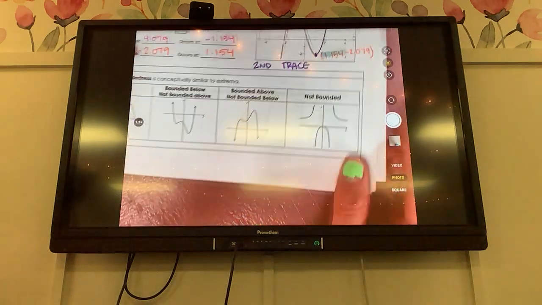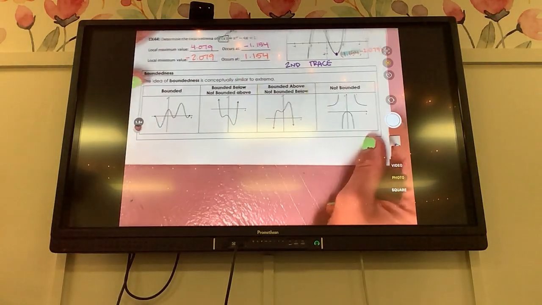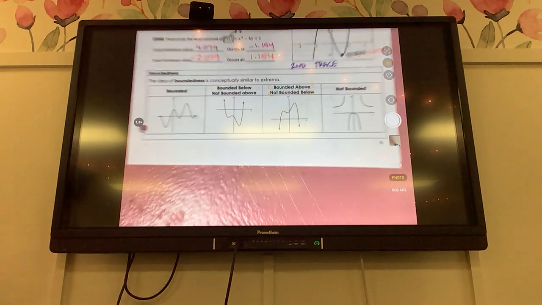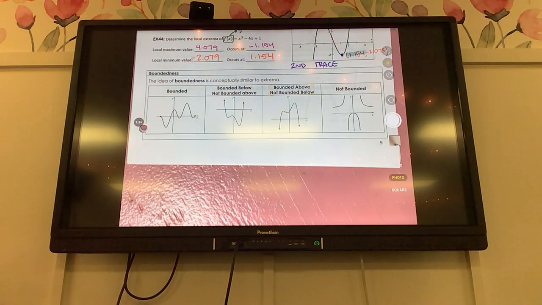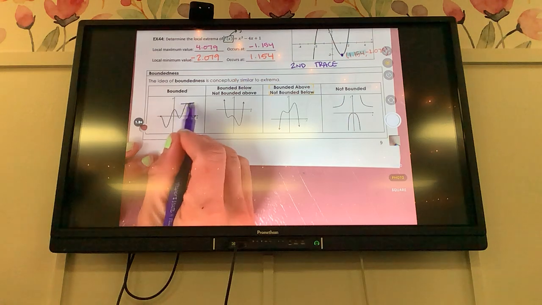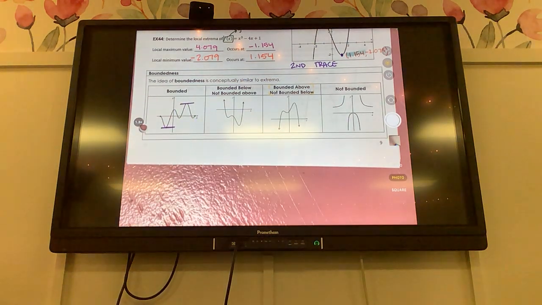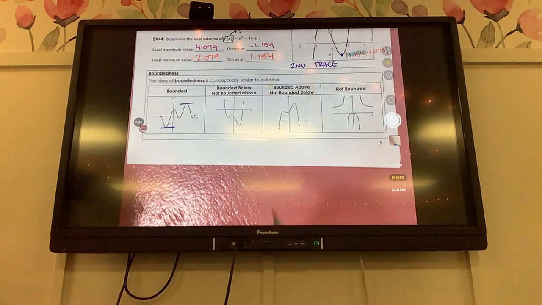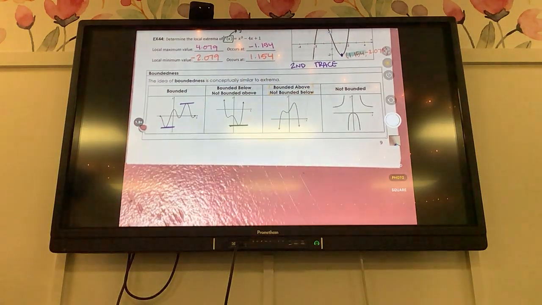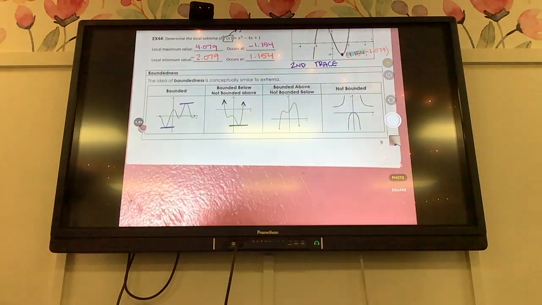I'm just going to finish out here. This is my last thing I'm going to talk about, and that's boundedness. Boundedness relates to the range and the maxes and the mins. You have 4 different options. You can have a graph that is totally bounded, which just means there is some kind of absolute max and absolute min. It's bounded above and below. You can have a graph that is bounded below but not above, which means you have an absolute minimum but not an absolute maximum because it is going up forever.